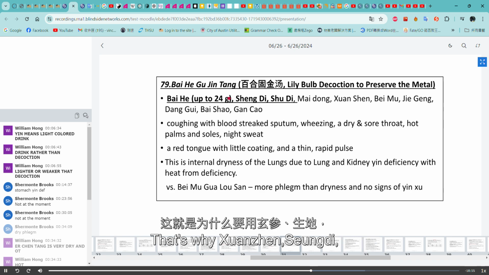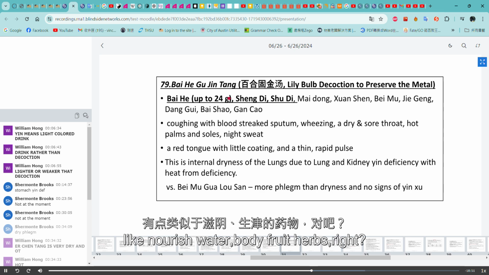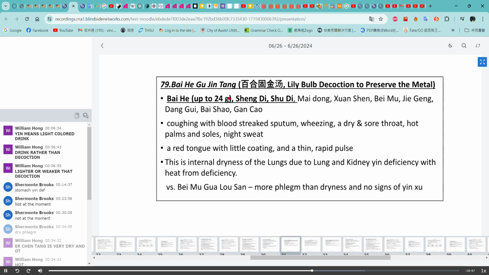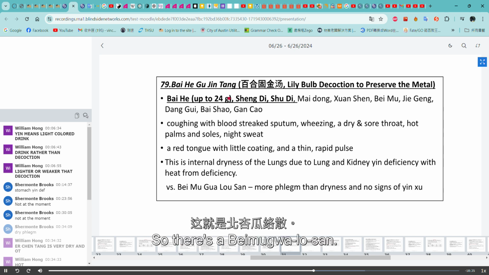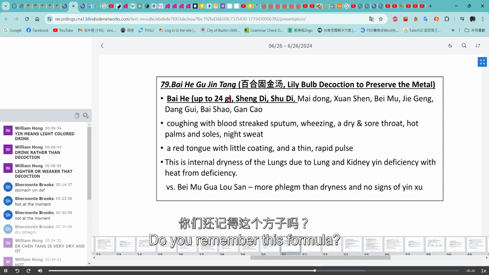So again, this is kidney and lung yin deficiency, heat, and more severe dryness. That's why Xuanshen and Shengdi, these are herbs from Zengye Tang, nourishing water and body fluid, right? This strongly nourishes body fluid with clearing heat in the lung. So there's Beimu Gualou San. What is Beimu Gualou San a formula for? Do you remember this formula?